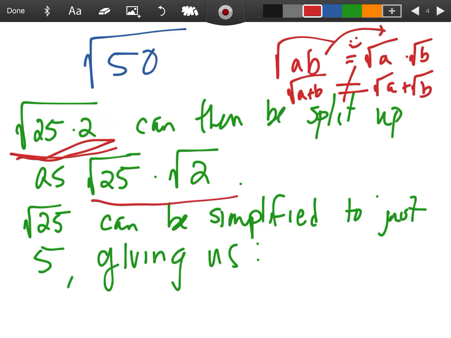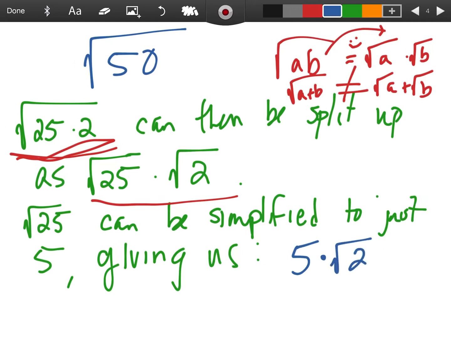All right, so we split it up into the square root of 25 times the square root of 2. And of course, we know the square root of 25 is just 5. So if we want to rewrite that, I had the square root of 25 times 2. I know the square root of 25 is 5, so I get 5 times the square root of 2.